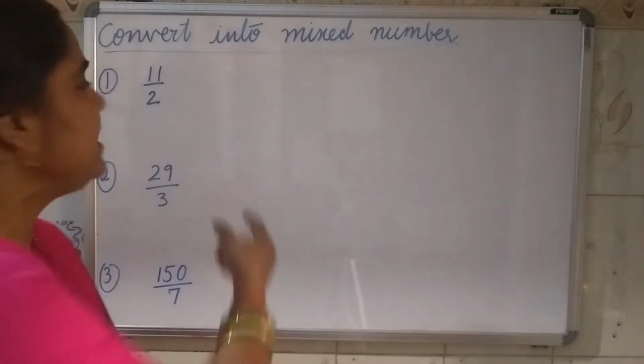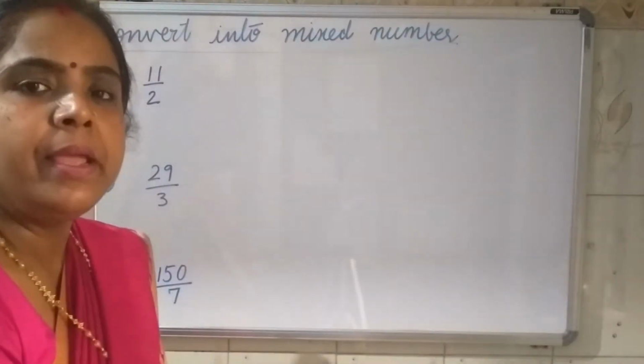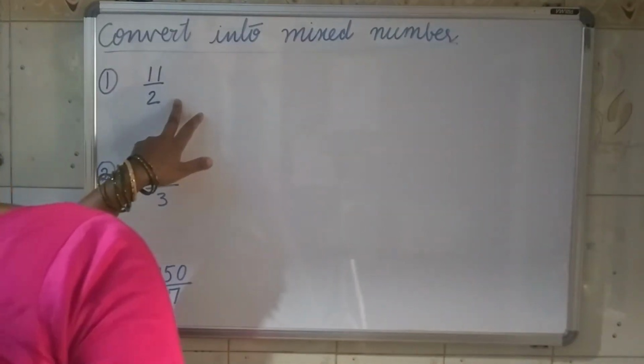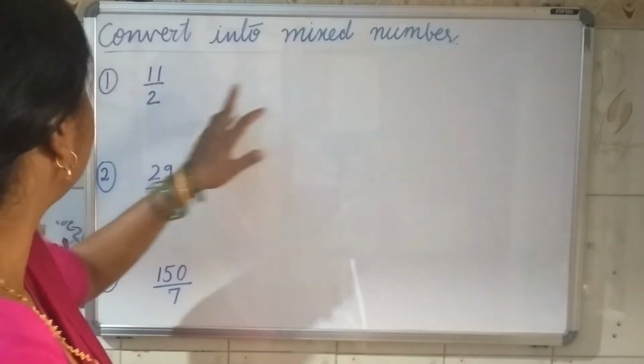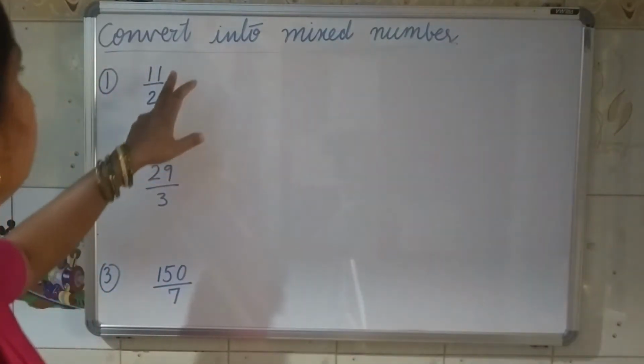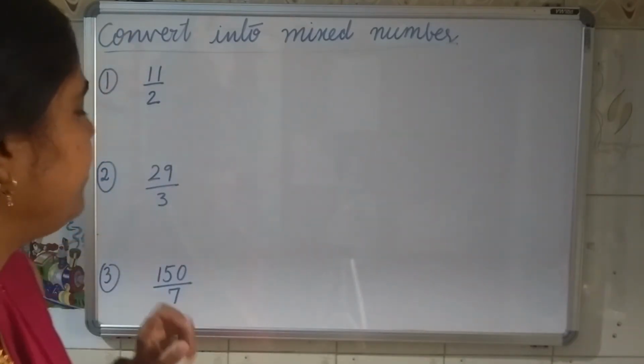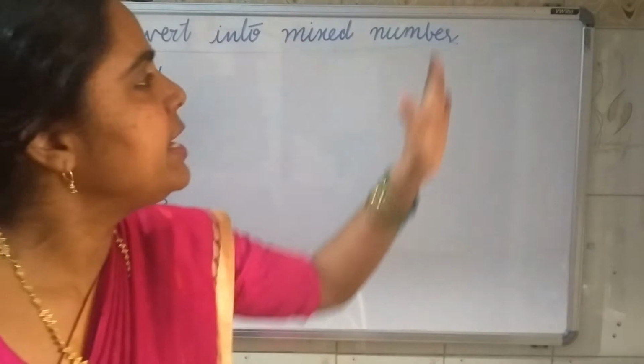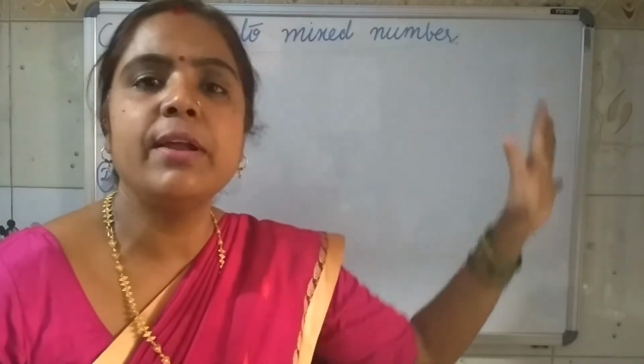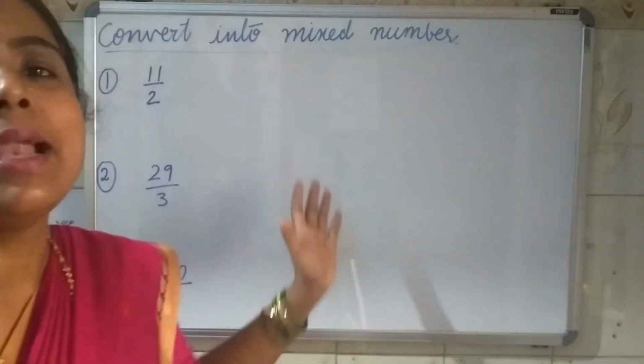Now solve these 3 questions in your classwork copy. Okay. This is exercise 4th A. Convert into the mixed number. So first you have to convert 11 by 2, then 29 by 3 and 150 by 7. As I explained to you, make a rough column and on that side you divide this one and then you have to write the answer.